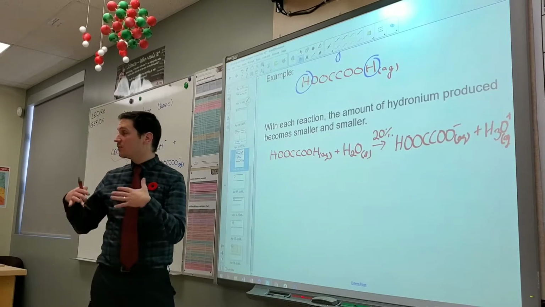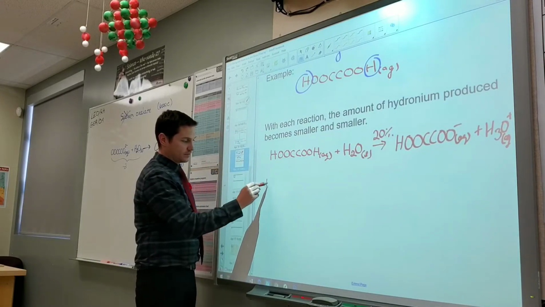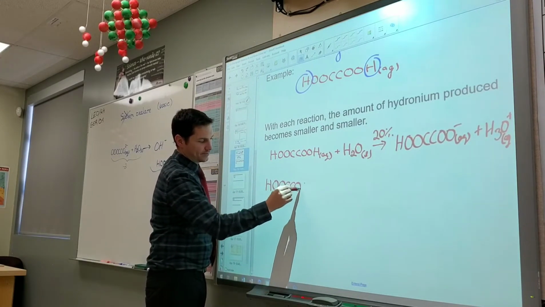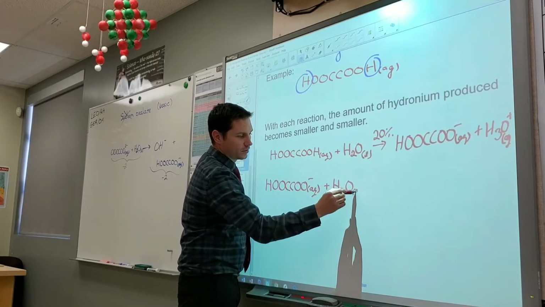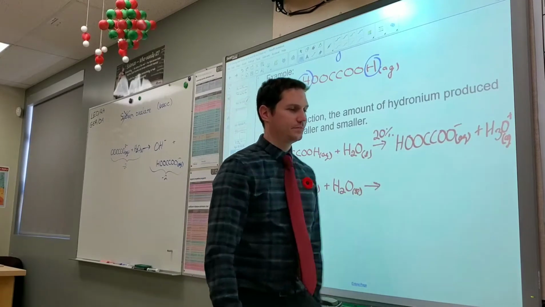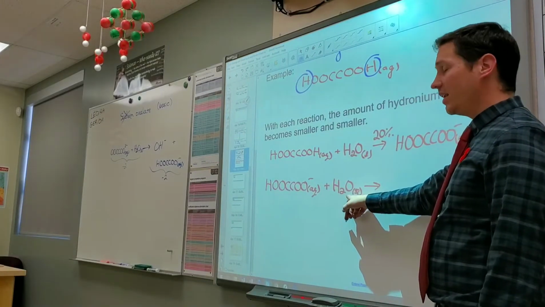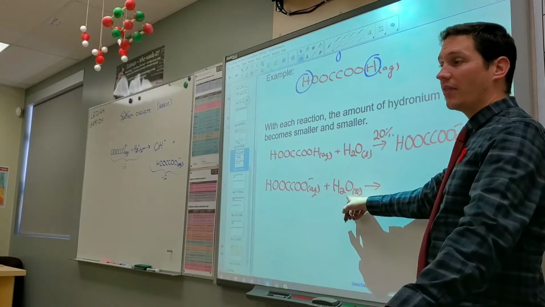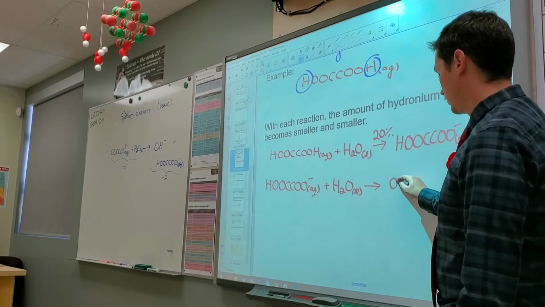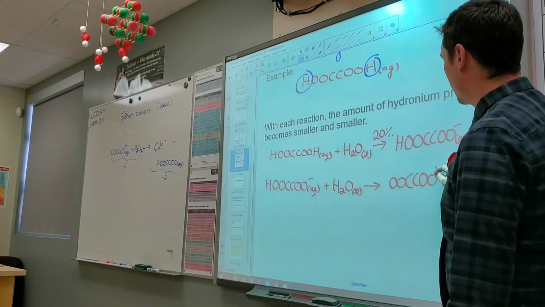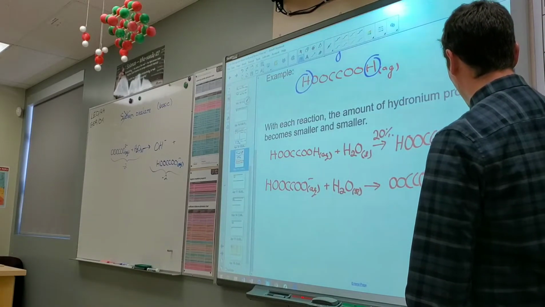Now in the next reaction, we're going to take our product, hydrogen oxalate, and react it with some more water. When this thing reacts with water again, it's going to donate another hydrogen. So what are we going to be left with? OOCCOO 2 minus, an oxalate ion, and another hydronium.